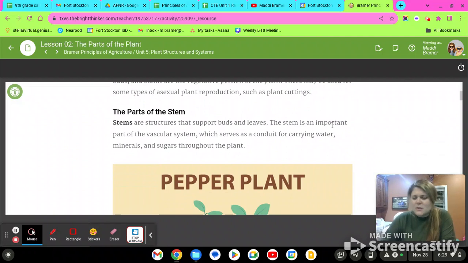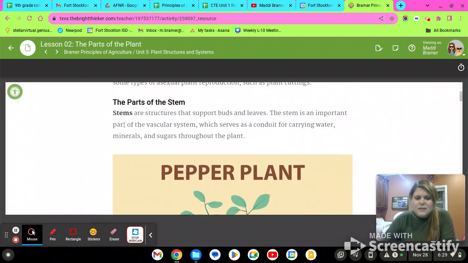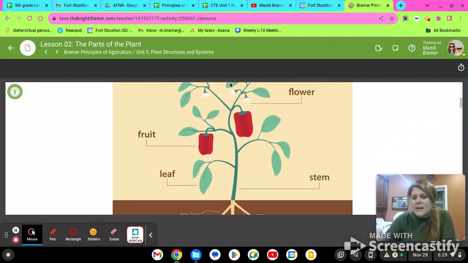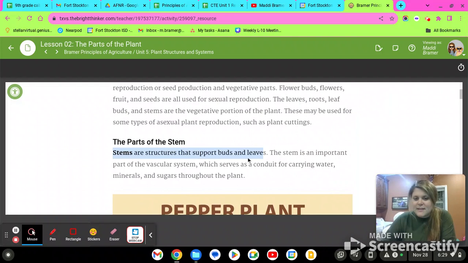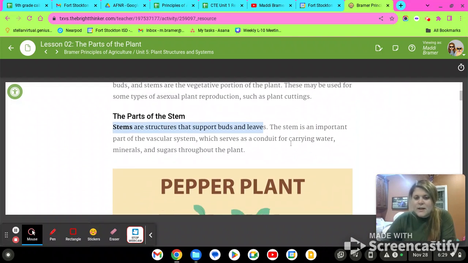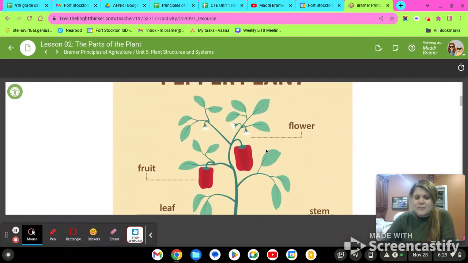So let's go into the parts. The parts of the stem. So stems are structures that support the buds and the leaves. Obviously, the stem is the long part that we think of in a plant. That's kind of the structure, the skeleton of the plant. Okay, it's really important. It helps carry water, minerals, and sugars throughout the plant.